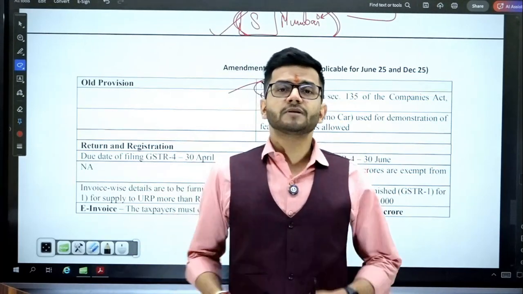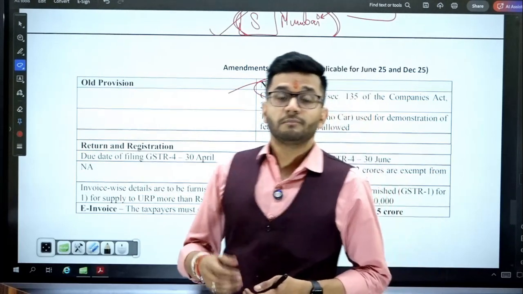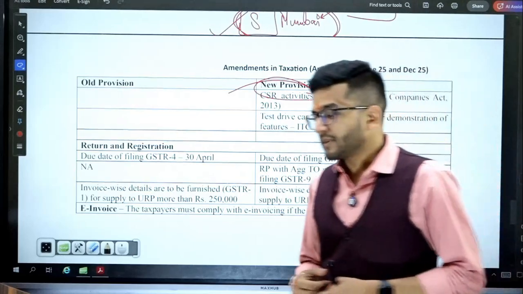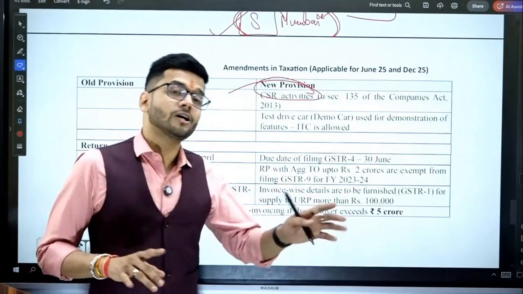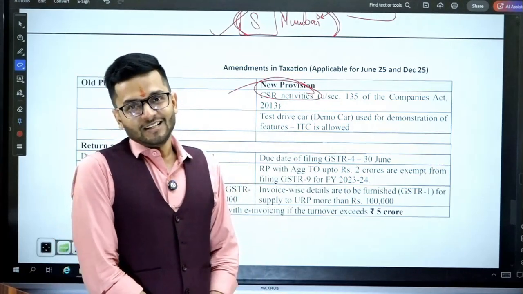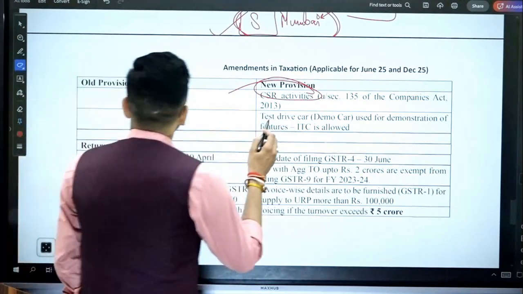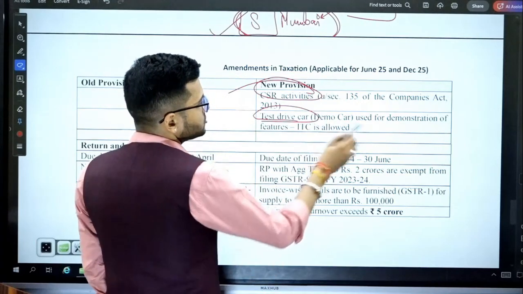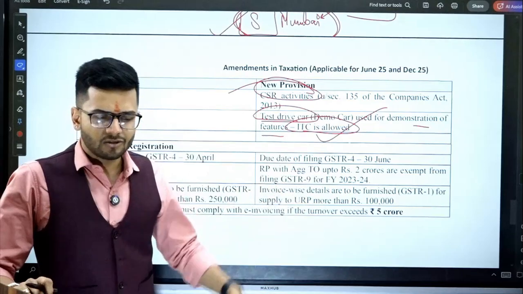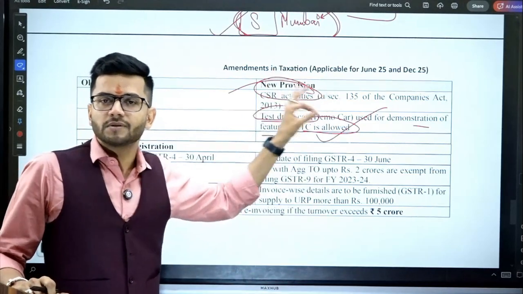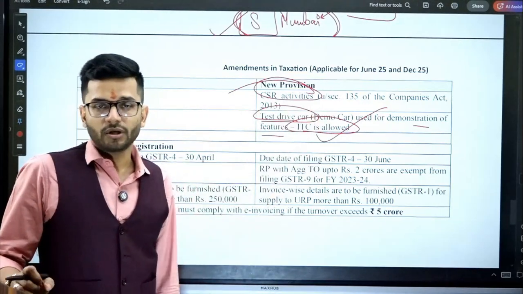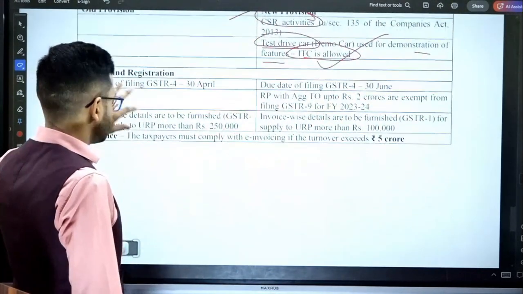For this purpose, the demo cars are purchased by the dealers, or manufacturers give them at a concessional rate or whatever. Now the question is whether ITC is available for those motor cars or not, because typically for motor cars, ITC is not available. So the law has clarified that if test drive cars have been purchased and used for demonstration of features, ITC is allowed on them. The reason is very straightforward: they are used for business purposes for sure, and no other use is there. So ITC is available in this particular case.